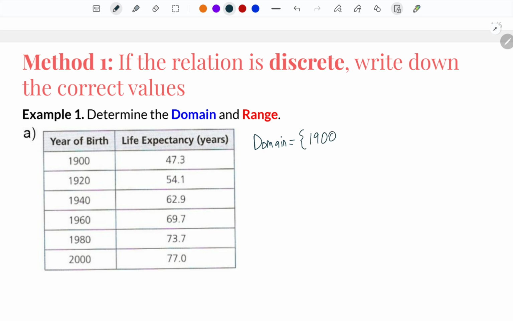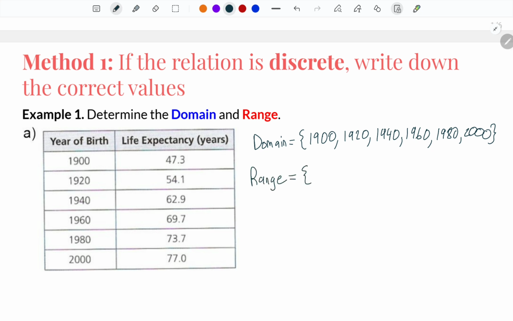So in this case, I'm listing all the years of birth. That's the domain. That's the input. And then the output in this case is the life expectancy. So if you're born in 1900, your life expectancy is 47.3 years old. If you're born in 2000, your life expectancy is 77 years old. So yeah, I'm just listing all the years here. Don't list the years in between. It's just those 6 years that we have in our table of values. So those are the 6 inputs that we have.